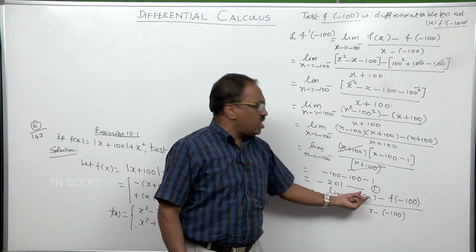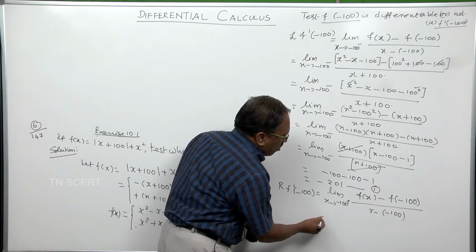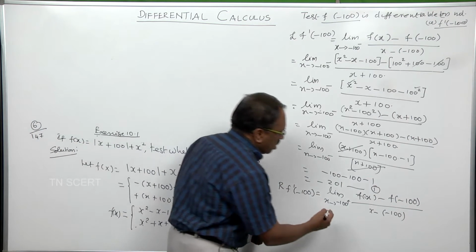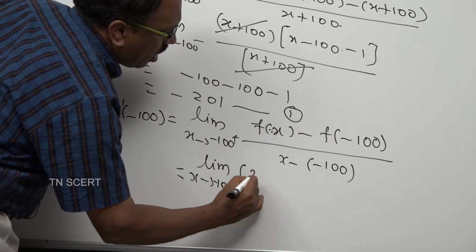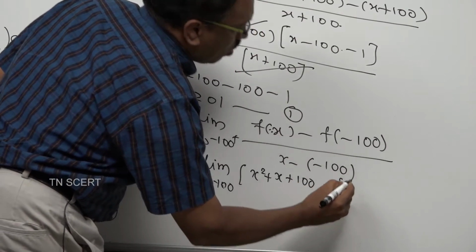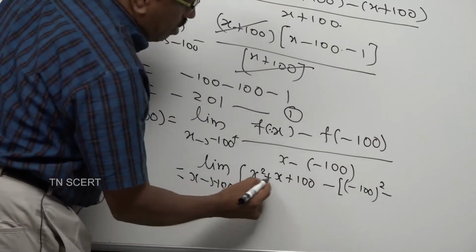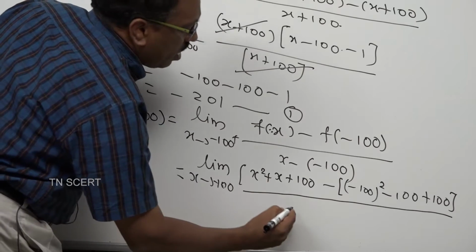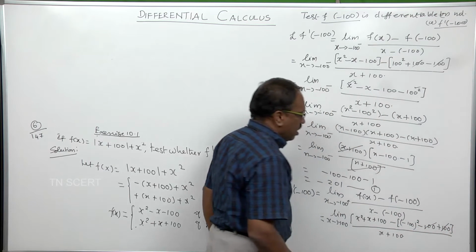So here f of x minus f of minus 100. Let us take this, and what is the function here? The function is x square plus x plus 100. Here only the changes will occur: limit x tends to minus 100, and here x square plus x plus 100 minus, now for this part we have to apply minus 100 square, here minus 100 plus 100, whole divided by x plus 100. Remember here also minus 100 and plus 100 get cancelled.